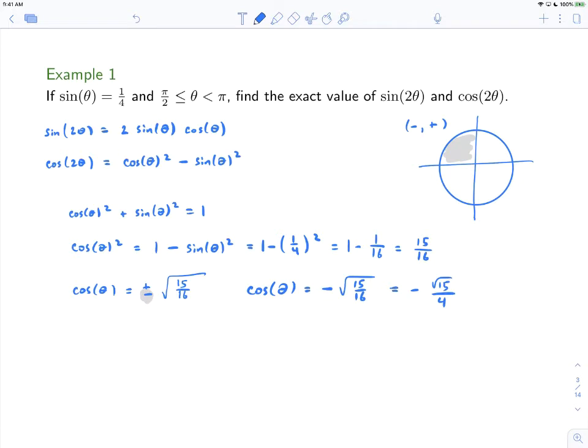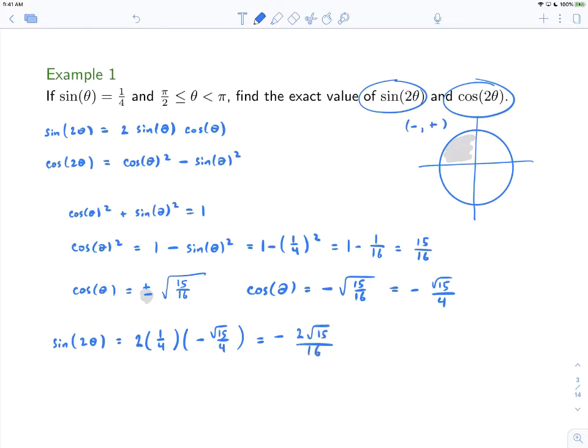So that's cosine of theta, and we can use that information to compute sine of 2 theta and cosine of 2 theta using these identities. So sine of 2 theta is equal to 2 times sine of theta times cosine of theta. That gives us minus 2 square roots of 15 over 16. Or, if you prefer, the opposite of the square root of 15 over 8.